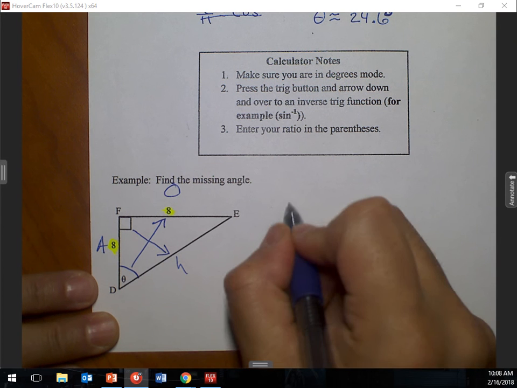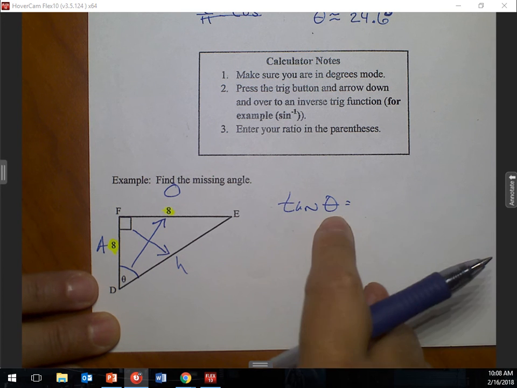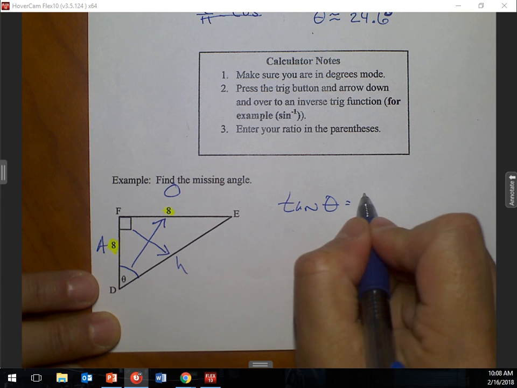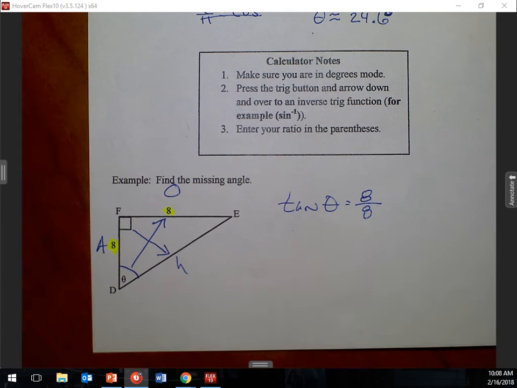So I'm going to set it up. Tangent of theta, it's always tangent of whatever my reference is, equals 8 over 8. It's always opposite over adjacent. Does that make sense?